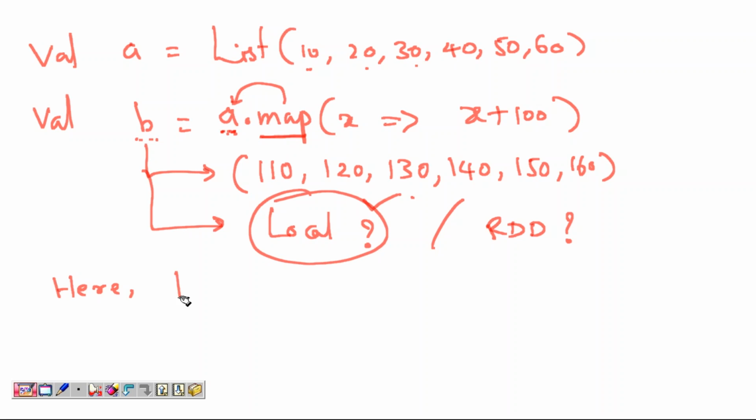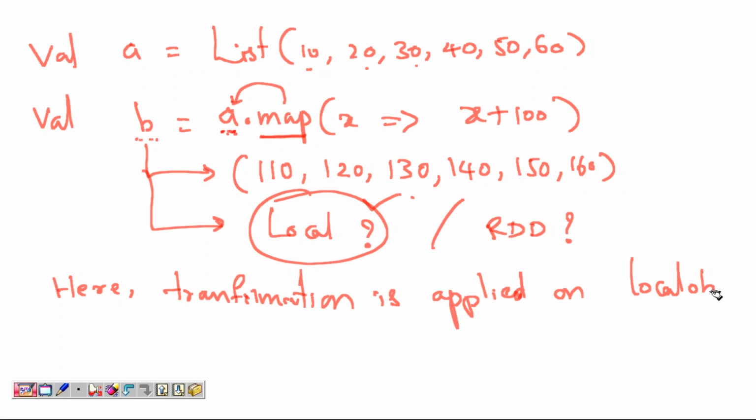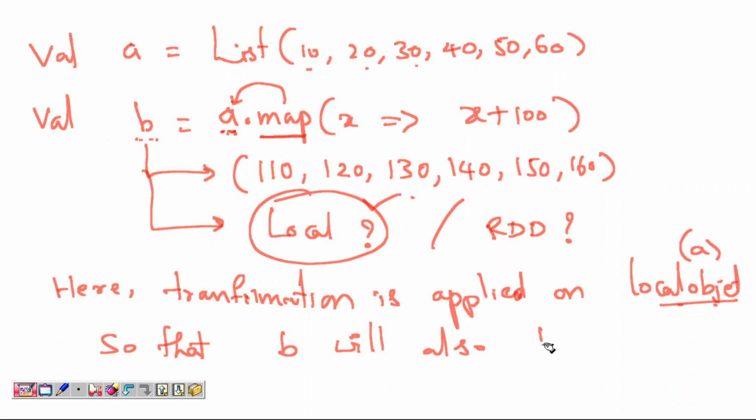Here, a transformation is applied on a local object. So here our local object is A. So that B will also be a local object. Understand this? So that is this one. Now come back to our point.